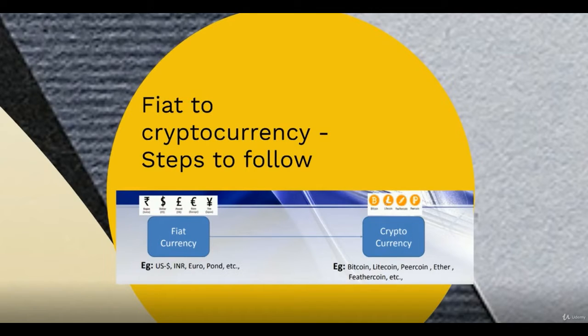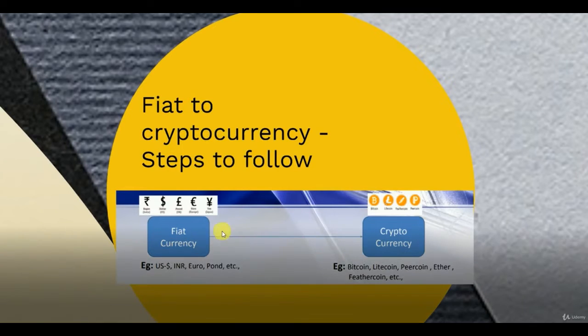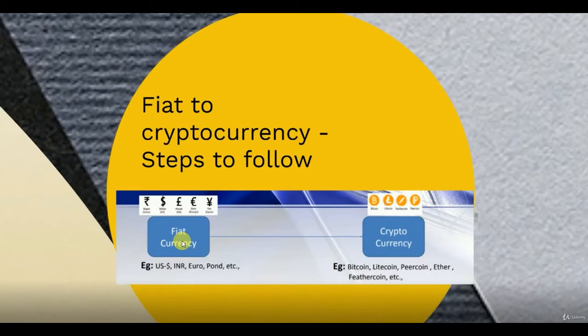So what does fiat currency mean? Fiat currency is currency controlled by the government, like US dollars, rupees, pound, euro. Those all come under fiat currencies, which means the transactions can be controlled by the government, and it is used for exchanges, for the stock exchange, for everything people use fiat currencies.